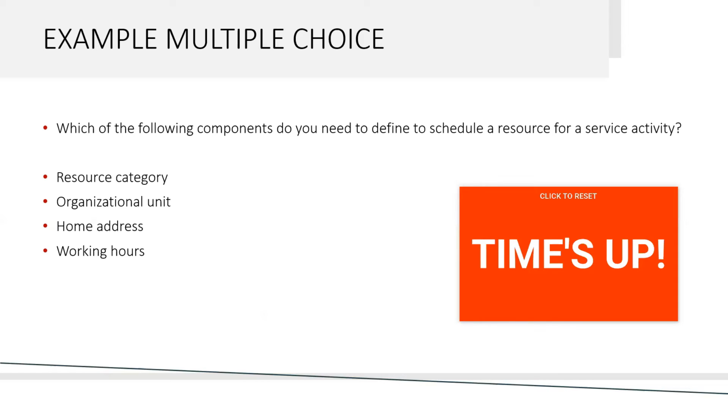Okay, so time's up, and the correct answer for that question is going to be option B, organizational unit. It's going to be mandatory information to schedule a specific service for a customer. Because if we didn't know to which location the service needs to be completed, how would we schedule a service activity, right? So this is going to be the correct answer.